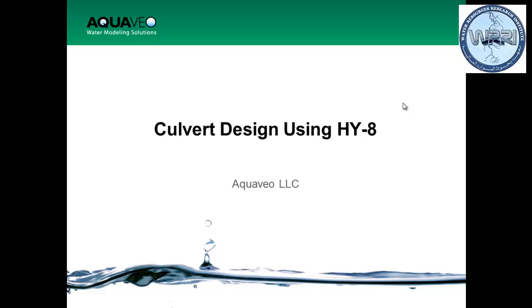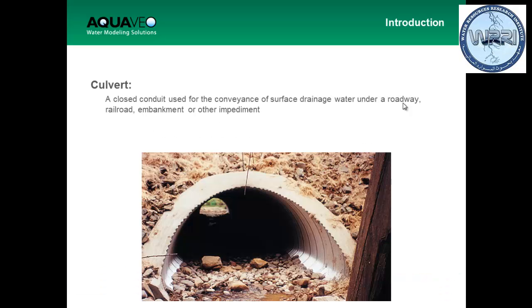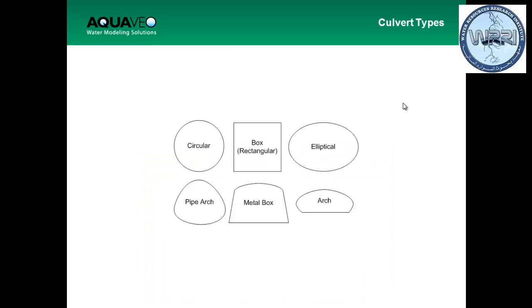HY8 is a culvert analysis software, so you can use it for designing culverts. You know what culverts are? Okay, so you know about culverts. And this is a culvert. It's a pipe under the road, usually, or an embankment. These are the different culvert types. So you can have circular, box, elliptical, pipe arch, metal box, and arch culverts.